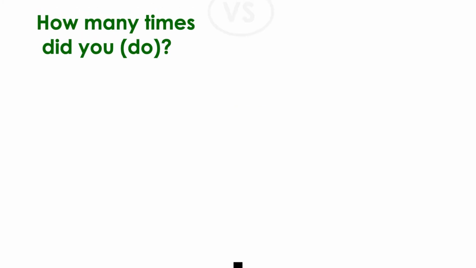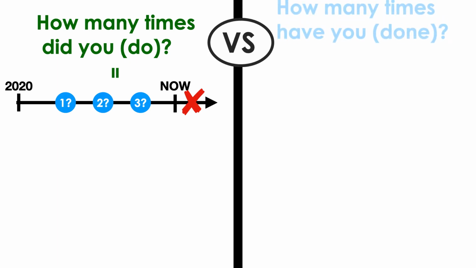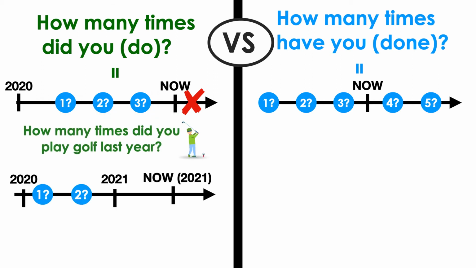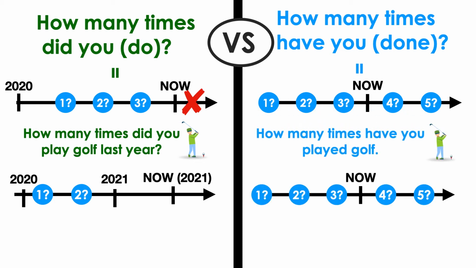Okay, next, let's compare how many times did you do something and how many times have you done something. Let's look at these 2 sentences. How many times did you play golf last year? And how many times have you played golf?